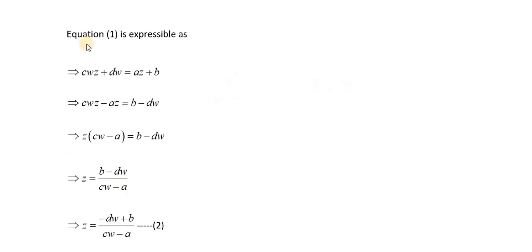Equation 1 means W = (AZ + B)/(CZ + D). Now this equation can be expressed, by cross multiplying, as CWZ + DW = AZ + B. Again, take Z terms to one side and the remaining terms to the other side, that is Z terms in the LHS and other terms in the RHS. Observe positive AZ becomes negative AZ, positive DW becomes negative DW.